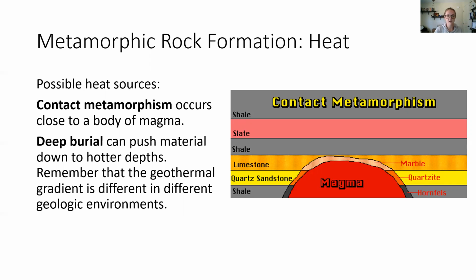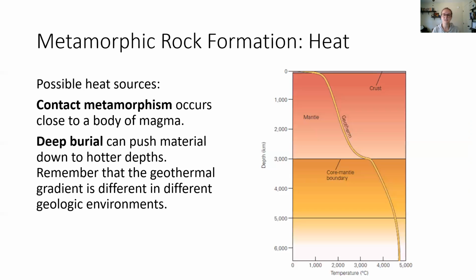All right, so that's one way, contact metamorphism. And this really has nothing to do with pressure, right? It's all about the heat. The other way you can get a lot of heat is with deep burial, and this is associated with pressure as well. So as we know, due to the geothermal gradient within Earth, the deeper you go down into the Earth, the hotter it gets. So if something is deeply buried, maybe it's at a subduction zone, and it's pushed deeper and deeper into the crust and mantle, it's going to get hotter and hotter, and that's another source of heat for metamorphism. Now, I said this deep burial is also associated with pressure.